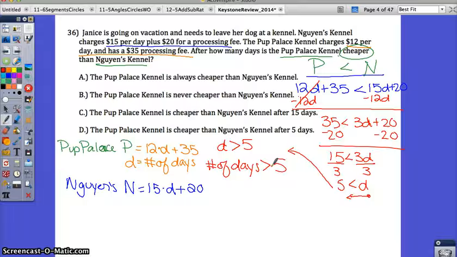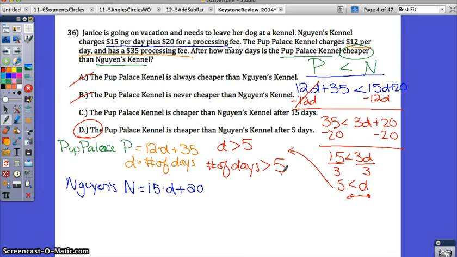Now let's find which one says that. The Pup Palace kennel is always cheaper? No. The Pup Palace kennel is never cheaper? No. The Pup Palace kennel is cheaper than Guyan's kennel after 15 days, or the Pup Palace kennel is cheaper than Guyan's kennel after 5 days. There's our answer for more than 5 days.